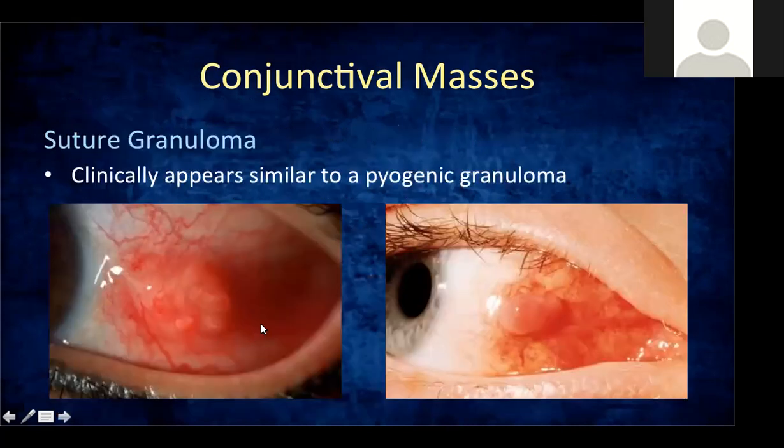Suture granulomas are just types of granulomas related to surgeries that have retained sutures. In the same way as your pyogenic granuloma, they may be treated with steroid antibiotics, but only if the patient can follow up. And you can also excise these.